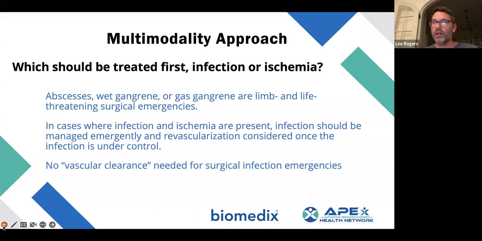So another question, which should be treated first, infection or ischemia? Well, we know abscesses, wet gangrene, or gas gangrene are limb and life-threatening surgical emergencies. If infection and ischemia are present, infection should be managed urgently, and revascularization considered once the infection is under control, once you gain source control. You don't need any vascular clearance to take somebody to the operating room for a surgical infection emergency.